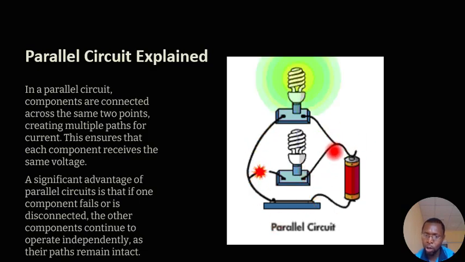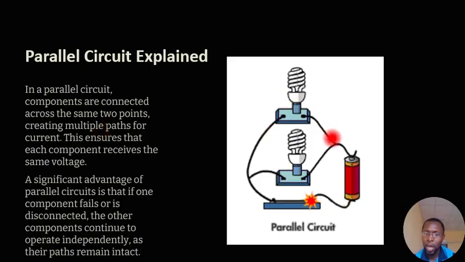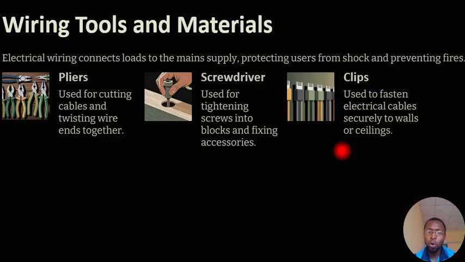Even at this point where a junction is created, you will need a plier to twist the wires together so that they can form this junction here as well as this place. So we use the plier in cutting cables. Sometimes you need to cut a cable so that you can reconnect it to another wire. So you use it to cut the cables and twist wire end to end together.